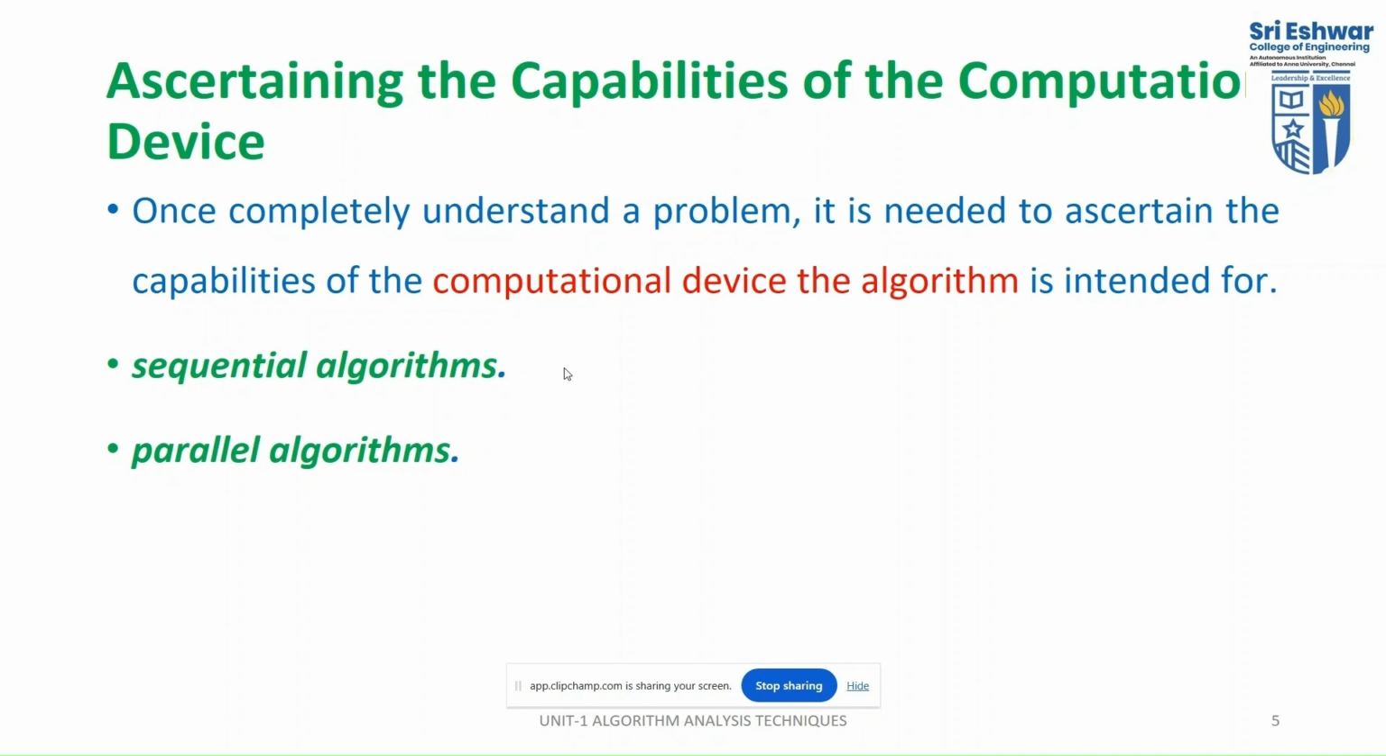Now, there are two different types of algorithms which a particular device will be capable of executing. First one is sequential algorithms where all the instructions will be executed in an order, and second one is parallel algorithm where all the instructions will be executed concurrently. So all the devices, based on their capabilities, will be capable of executing either sequential algorithms or parallel algorithms.